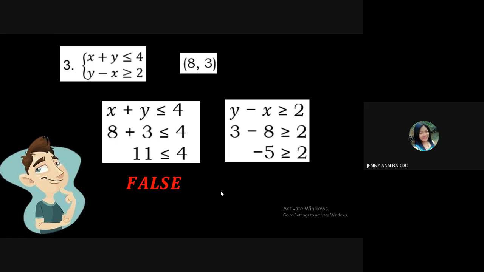A positive number is always greater than a negative number. Therefore, that statement is false. The given ordered pair does not satisfy both of the given linear inequalities. Therefore, the ordered pair does not satisfy the given system of linear inequalities.